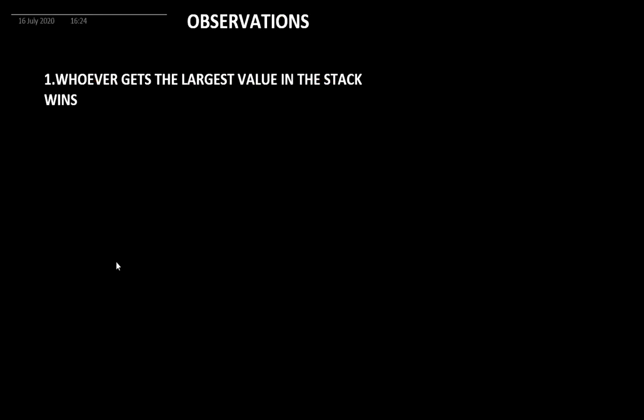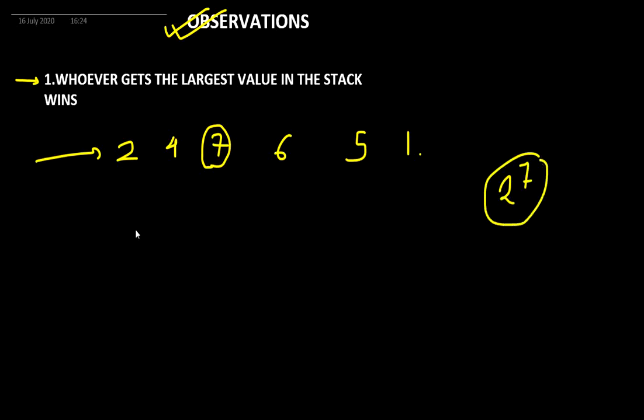Okay, so from the nature of the problem statement, we can make quite a few observations. Though the first one and the most important one, whoever gets the largest value in the stack is surely going to win it. So for example, if the stack contains these values 2, 4, 7, 6, 5 and 1. So my statement is that whoever reaches the value 7, that is whoever scores 2 power 7 is going to win this game. Now how do I justify this?